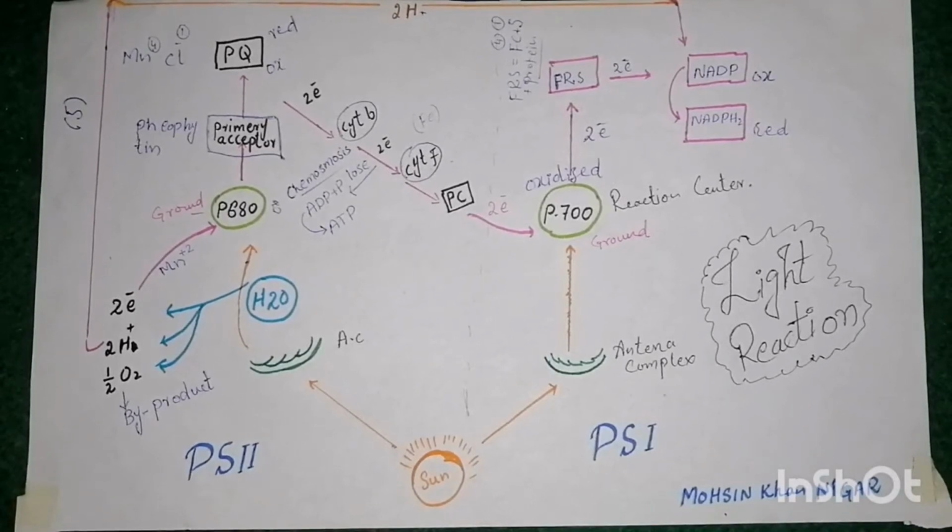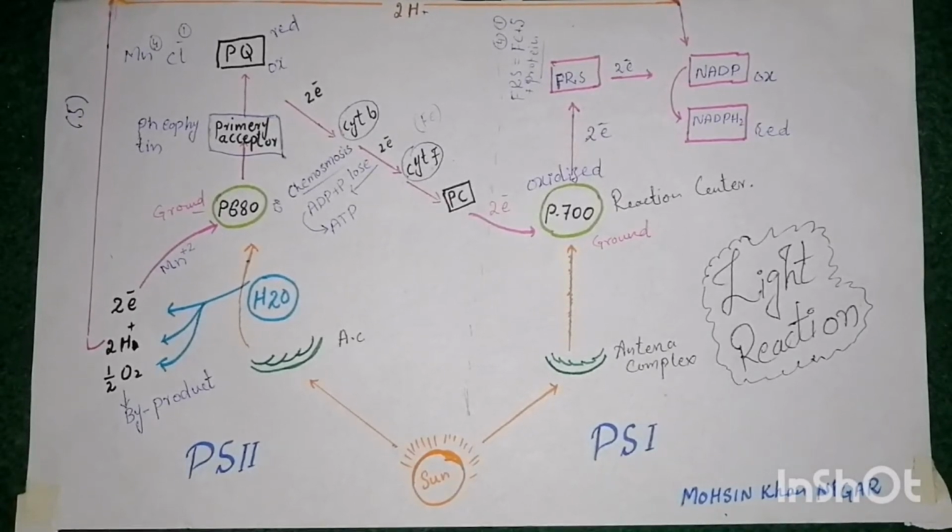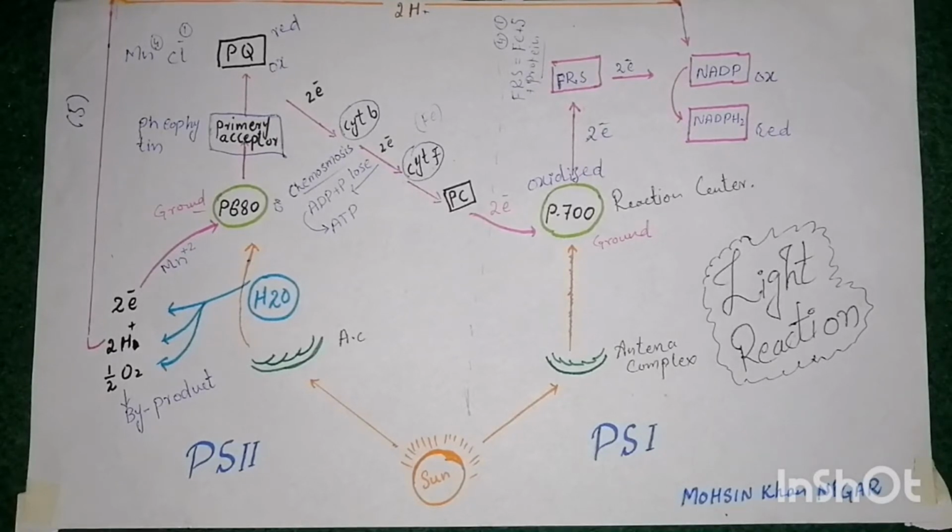Light reaction is of two types. The first one is cyclic and the second one is non-cyclic. Cyclic reaction is the minor reaction, but non-cyclic reaction is the major reaction. Non-cyclic reaction is the type of reaction in which electrons never come back to the chlorophyll molecule from which they left. So non-cyclic reaction mostly occurs in plants, 90 to 95%.